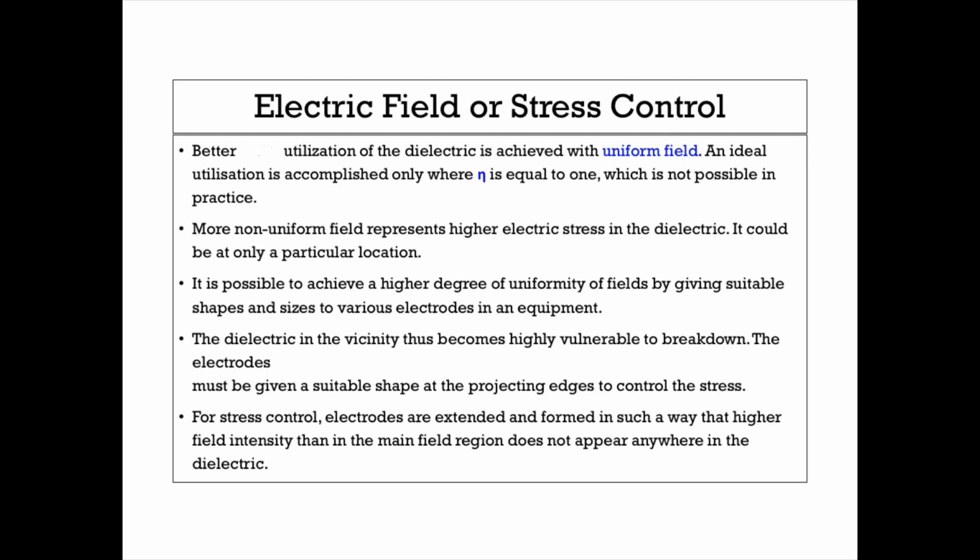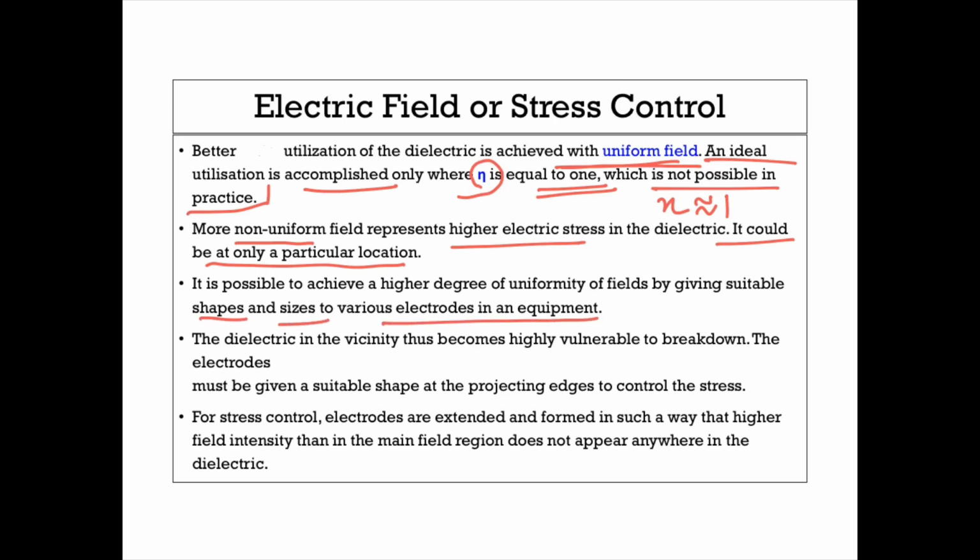For the better utilization of dielectric, we want the electric field to be as uniform as possible. The ideal utilization is accomplished only when the Swagger factor is close to 1, which is practically not possible, and therefore the design of equipment should be such that the value of Swagger factor is close to 1. The more non-uniform the field, the higher the electric stress in the dielectric at a particular location, where the breakdown of dielectric may start. It is possible to achieve a higher degree of uniformity by giving suitable shape and size to various electrodes in the equipment, and this is called stress control.